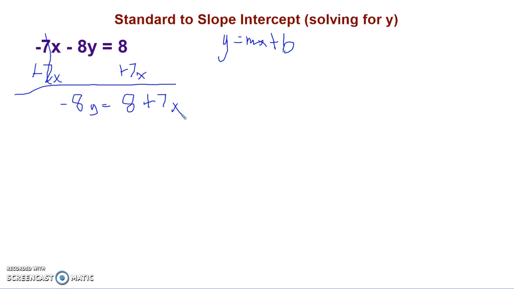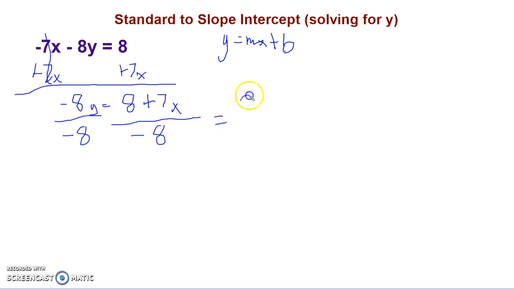And the next thing we need to do is get rid of this negative 8. We have a negative 8 by the y, which means that we are multiplying, so we need to do the opposite of that, which is going to be divide by negative 8. And what we do on one side, we need to do on the other side, so we're going to divide by negative 8 here.